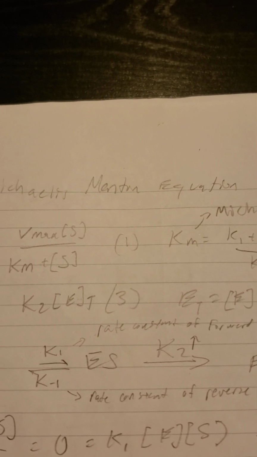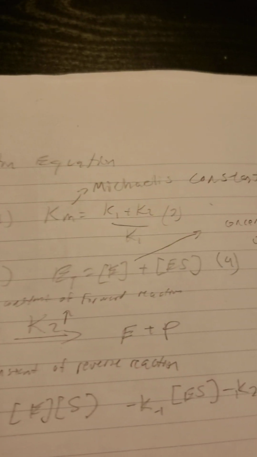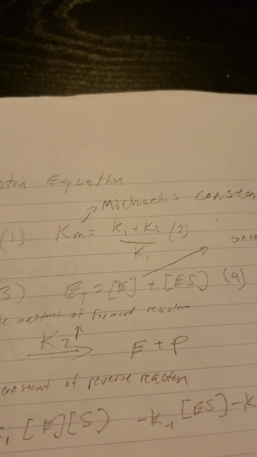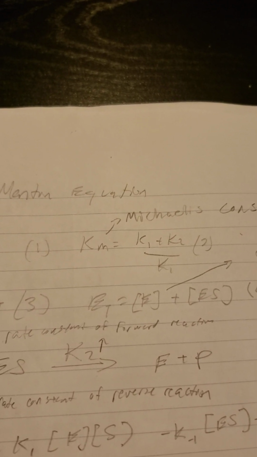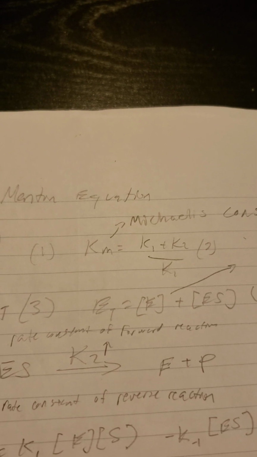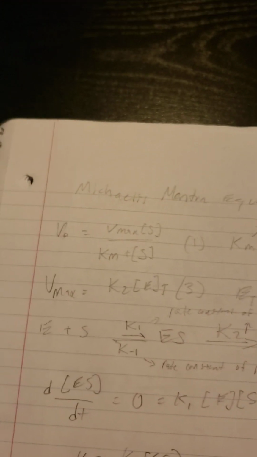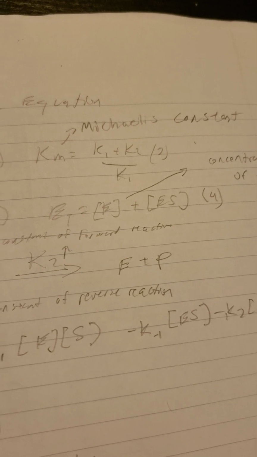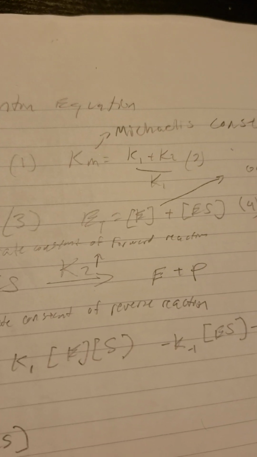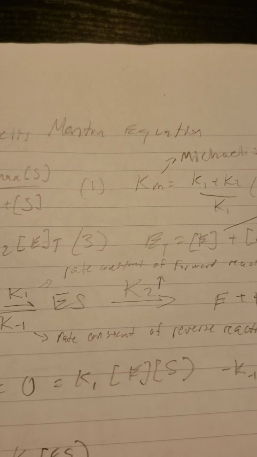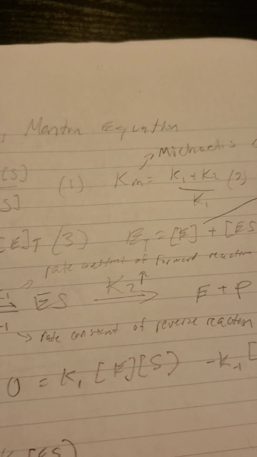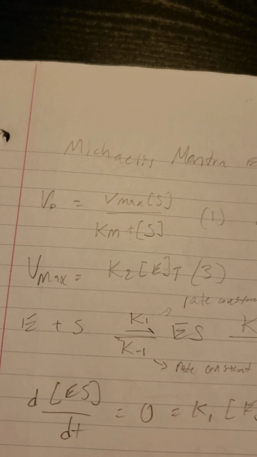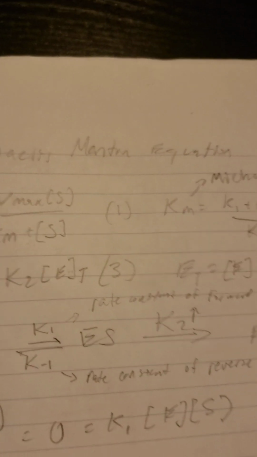Additionally, that enzyme substrate complex can also become E plus P. K2 will be the rate constant of that second reaction. P, as I mentioned previously, is the product from the enzyme substrate complex that broke apart, but it's different than the substrate and enzyme I've shown here.